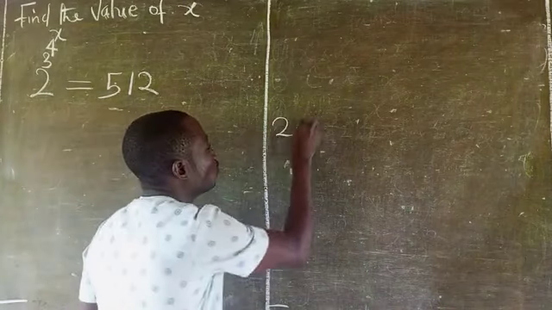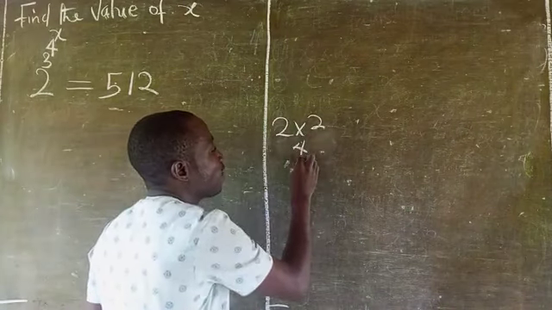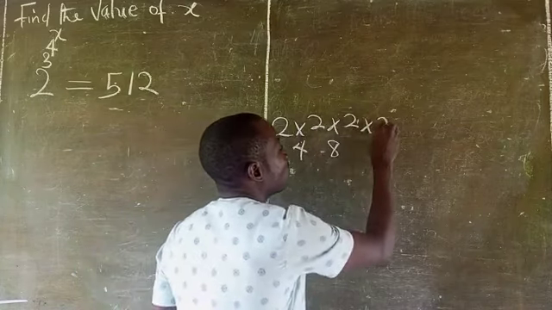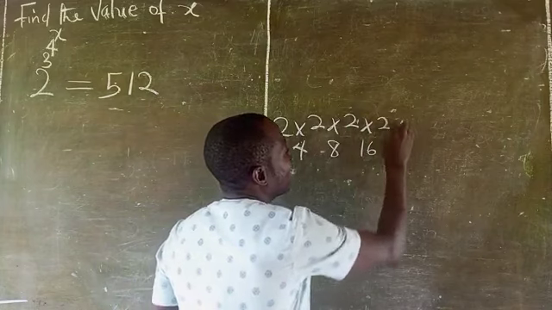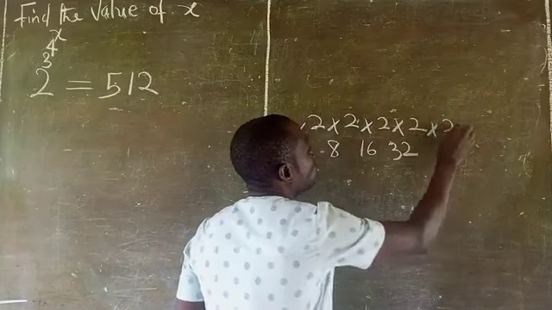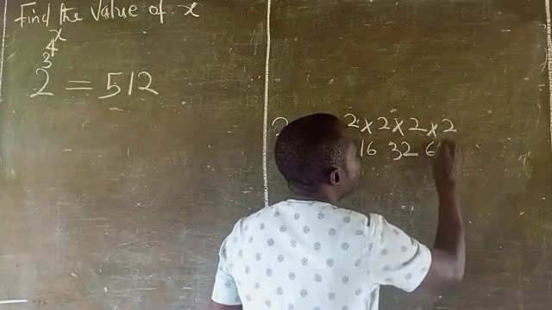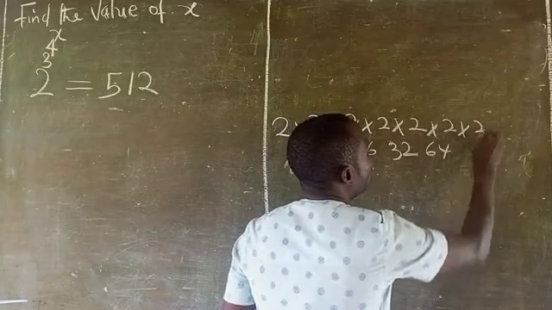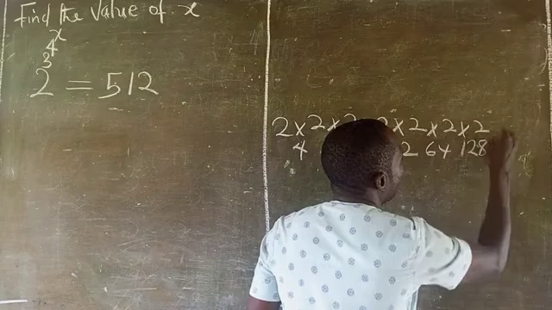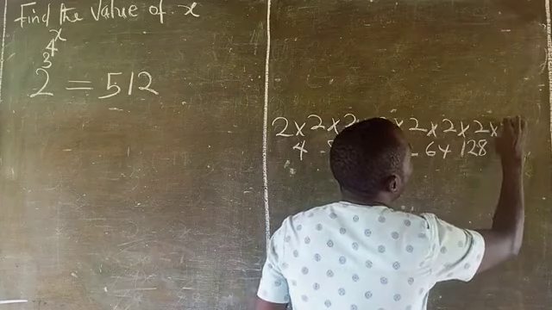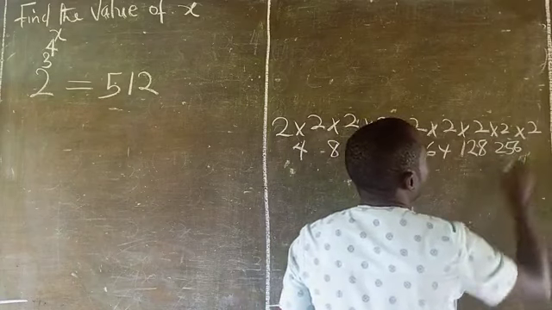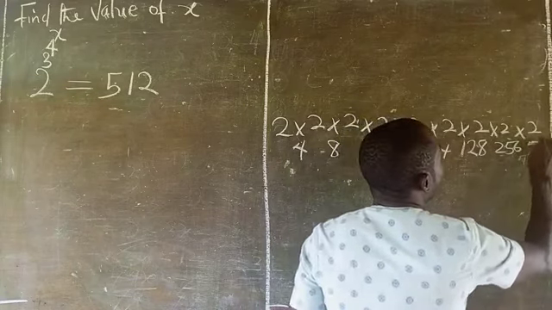So if I have 2 multiplied by 2, I will have 4. And if I multiply by 2, it will be 8. If I multiply by 2, this will be 16. And I multiply by 2, it will be 32. Multiply by 2, this will be 64. And multiply by 2, it will be 128. Yeah? And multiply by 2, 256. If I multiply by 2, it will end up being 512.